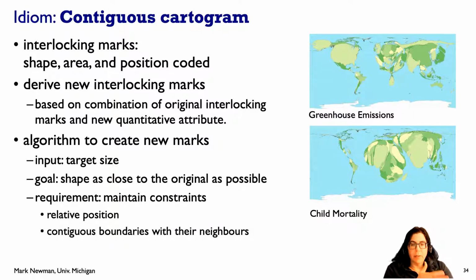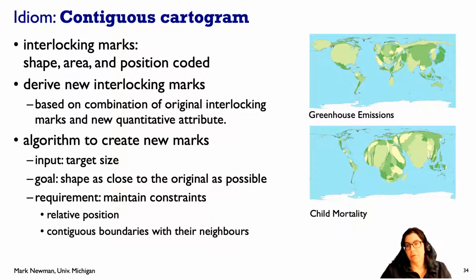And the key thing is we have to create these new marks sort of all at once. We don't just do it one by one. It's a global problem where the input to the algorithm is this target size that is a new quantitative attribute. And then there's a goal that you're trying to maintain the shape as close as possible to the original. And you're wanting to maintain constraints, right? Like the relative position. You want to make sure Canada always stays on the top and the US beneath it. And you want to have contiguous boundaries with their neighbors. So you really do have to do this global computation.